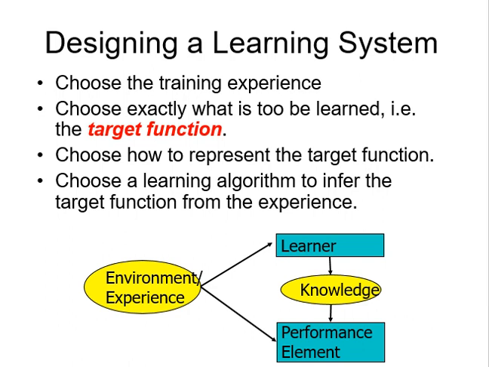The next step is to choose how to represent the target function. We have selected a target function, and then we have to choose how to represent it. After completing this step, we move on to the next step, choosing a learning algorithm to infer the target function from the experience. We should choose a learning algorithm based on past experience. There are three steps. Firstly, we should choose a target function. Secondly, we should represent the target function. Thirdly, we should define an algorithm from the past experience. These are the important steps while designing a learning system.